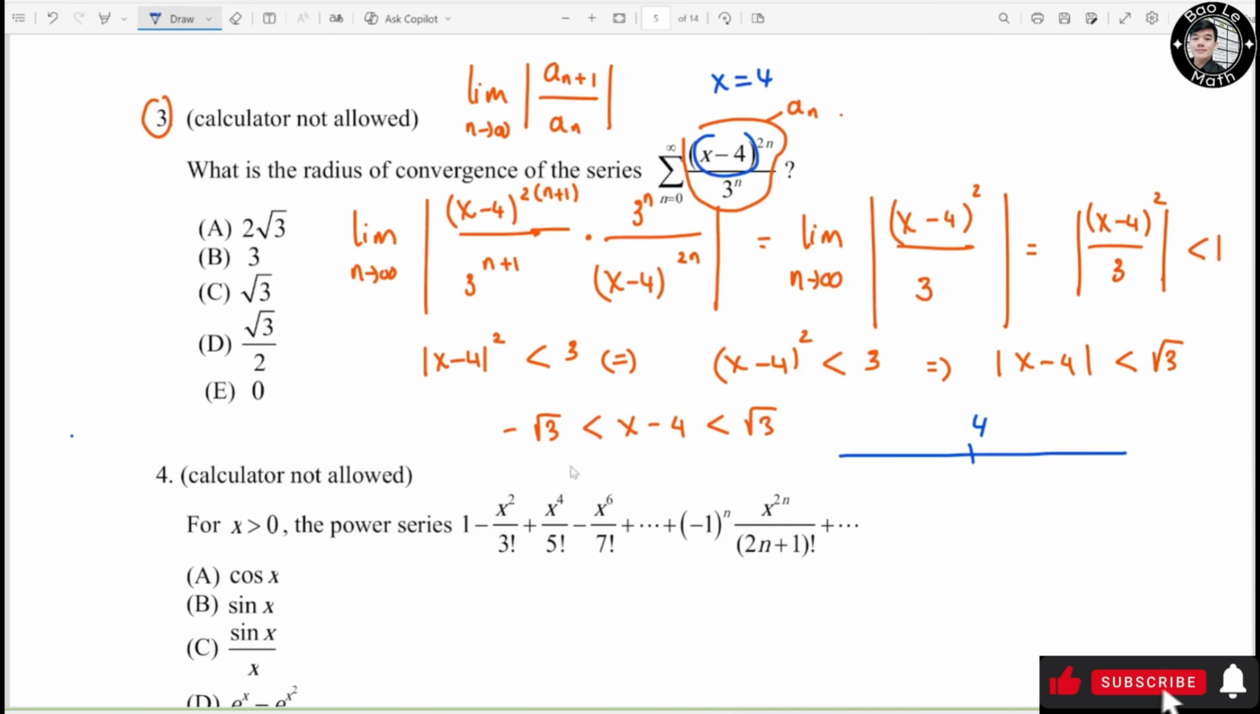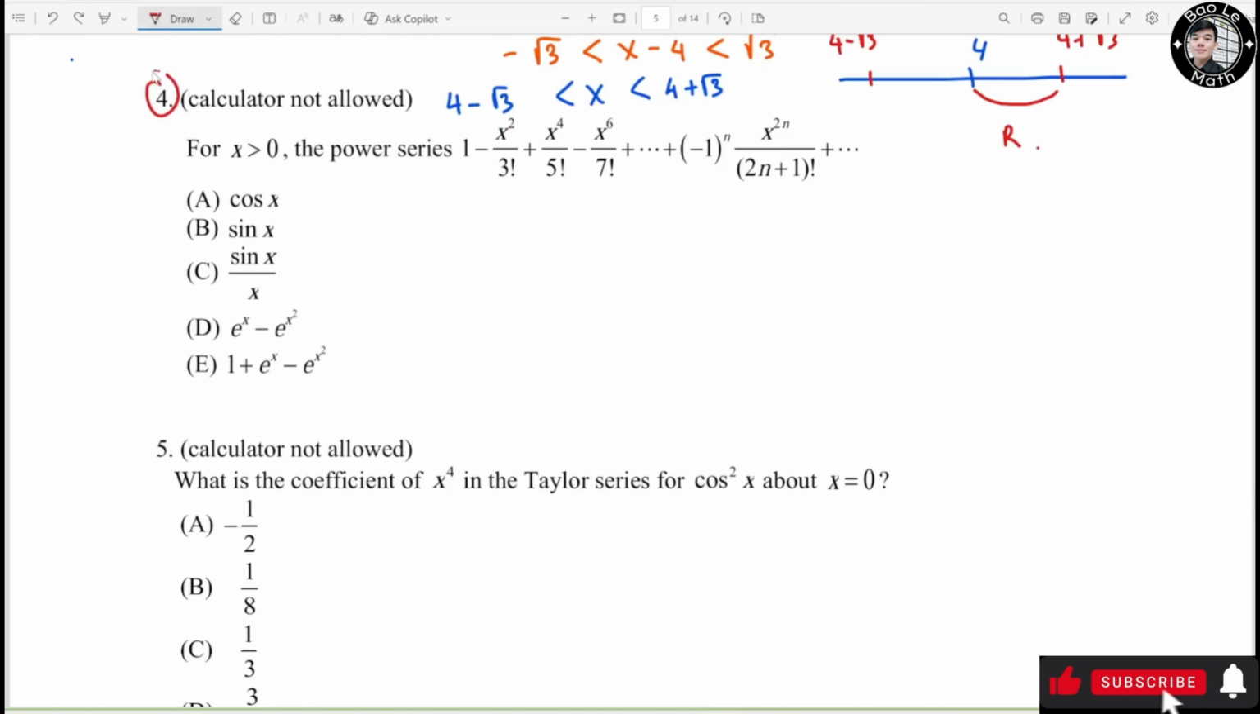Now if we solve this one, it's actually s less than 4 plus root 3, and this one greater than 4 minus root 3, right? So right here 4 plus root 3 and right here 4 minus root 3. And the distance right here is the radius of convergence, which is root 3. The answer must be C. Let's move on to question 4.